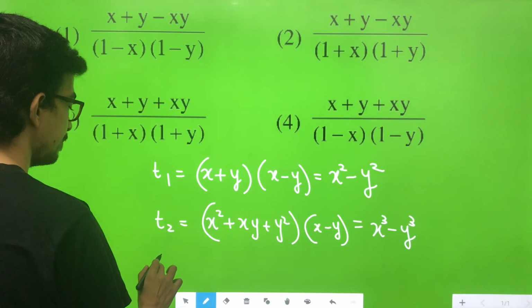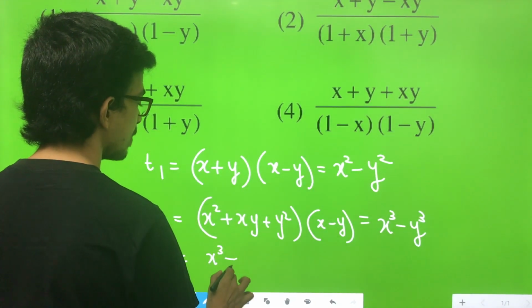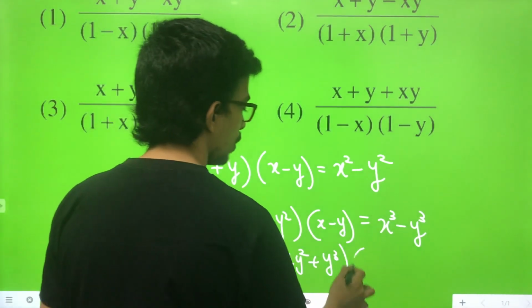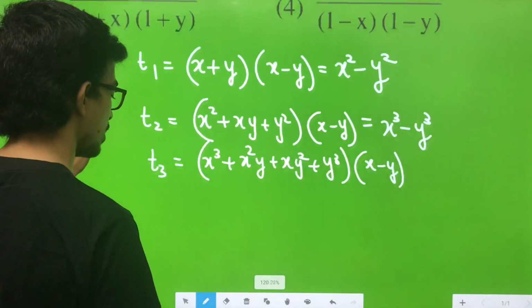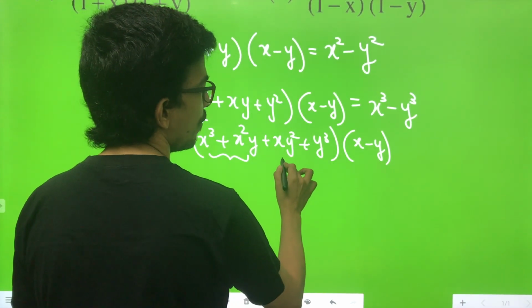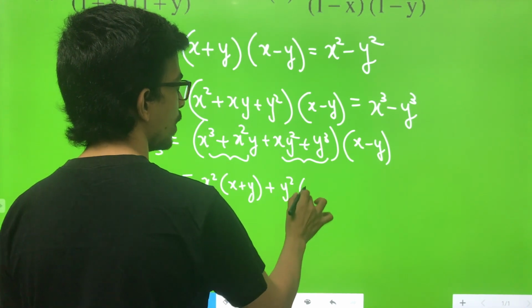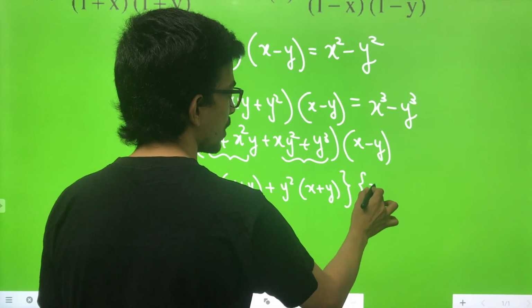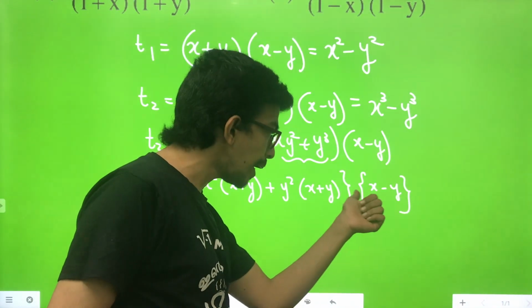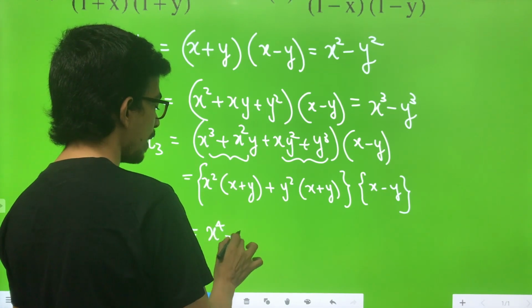Now let's look at the third term. We have x cube plus x square y plus x y square plus y cube, multiplied with x minus y. Now let's see what happens to this expression. By the way, we can take x square outside as a common term, and y square outside as a common term. So this becomes x square into x plus y, plus y square into x plus y, and this entire expression is multiplied with x minus y. You can see that x plus y is a common term. X plus y and x minus y together form x squared minus y squared, and then it is multiplied with the x square plus y square term here. So this becomes x power 4 minus y power 4.